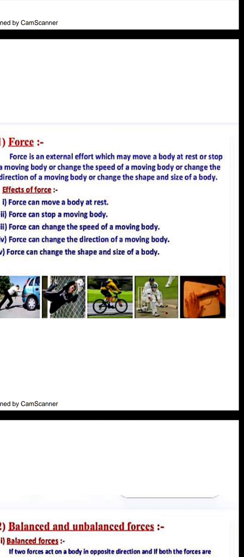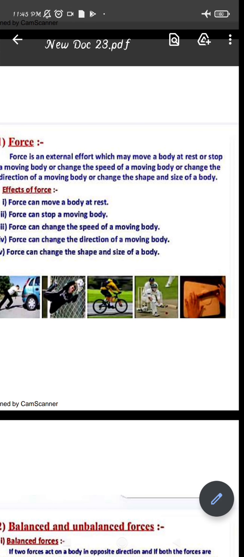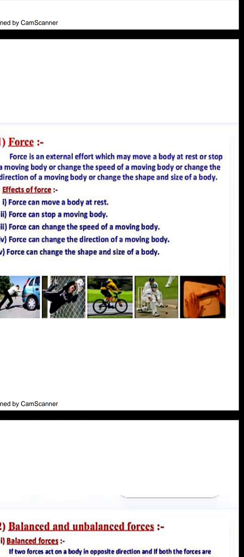To explain how this force acts or what this force is, we can say that force is an action word, because something is acting on the object, which is said to be the force, and this force is an external effect on that object. So this external effort which is exerted on the object is said to be the force. It may be an external effort or an external agency. So we can say that force is an external effort which can move a body at rest.